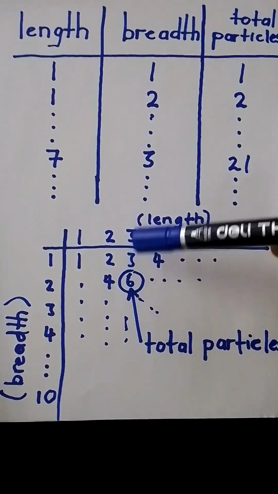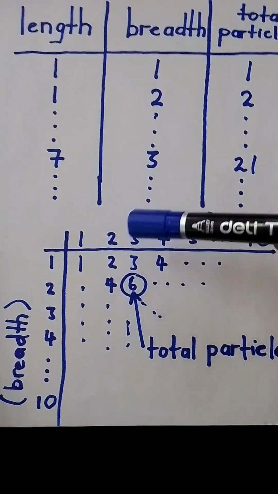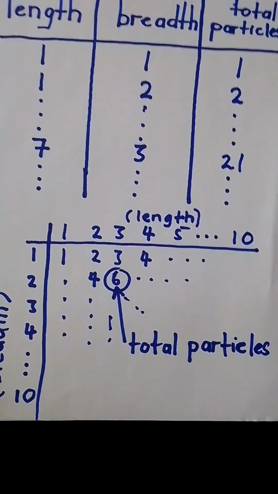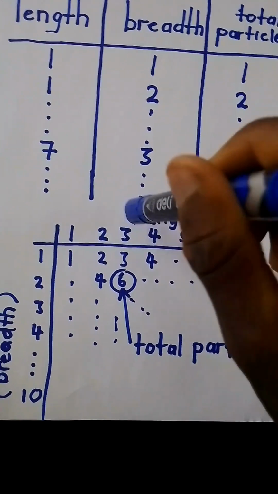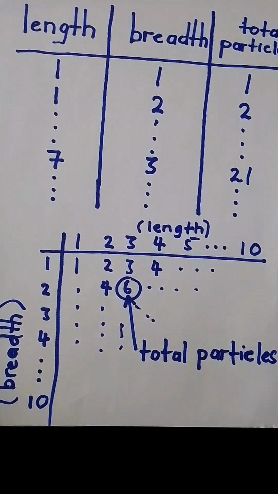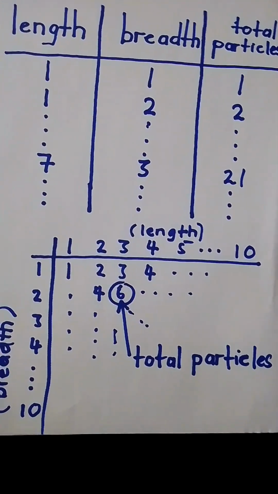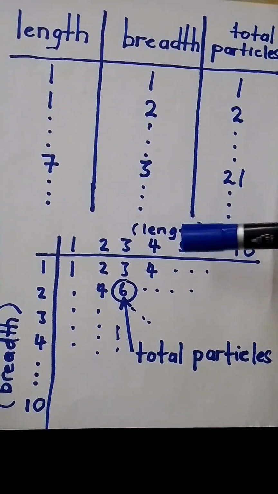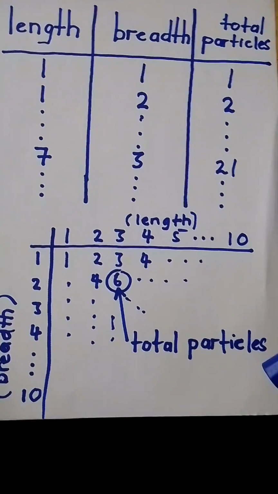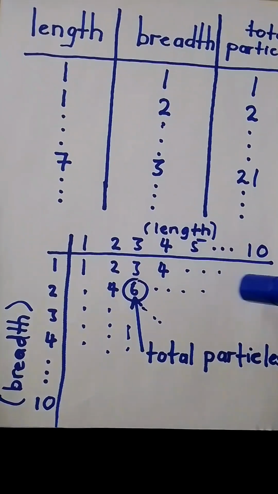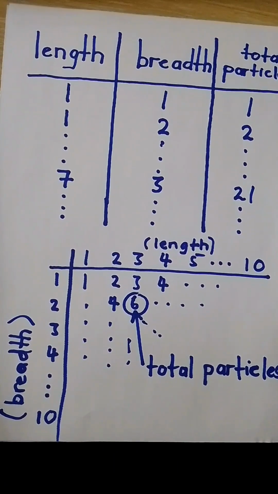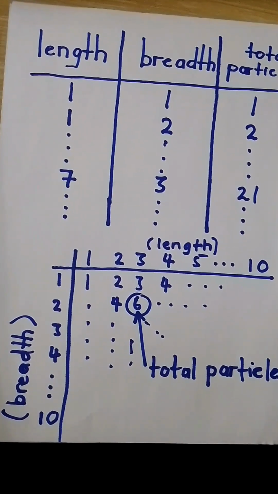Where is the column for the total number of particles like we had in the first table? The total number of particles are now put inside the space. If you look at the diagram, I wrote total particles and I pointed at 6, which shows that a rectangular array with a length of 3 and a breadth of 2 has a total number of particles that amounts to 6.